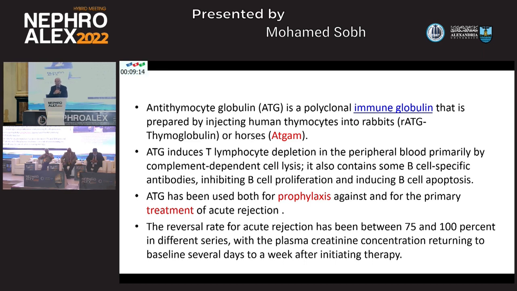ATG has been used both for prophylaxis, as induction therapy, and for treatment of acute T-cell mediated rejection. The reversal rate of acute rejection has been between 75 to 100% in different series, and serum creatinine starts to decrease within a few days.